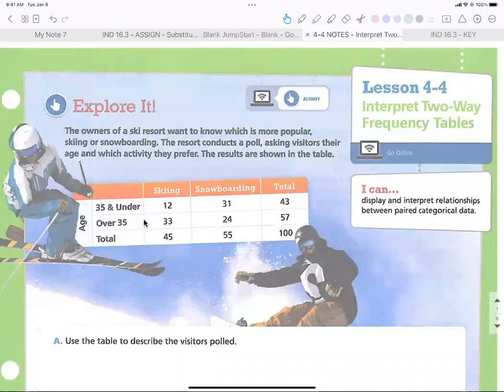And the reason it's two ways is because you're comparing two different things. In this case, we're comparing the age of people and we're comparing the activity of skiing versus snowboarding. So that's why it's a two-way table, because you're comparing two different sets of data, okay? And you're dividing it up, skiing and snowboarding, and then you're dividing it up based on their age, okay? So activity and age, those are the two sets of data that we can get from this.